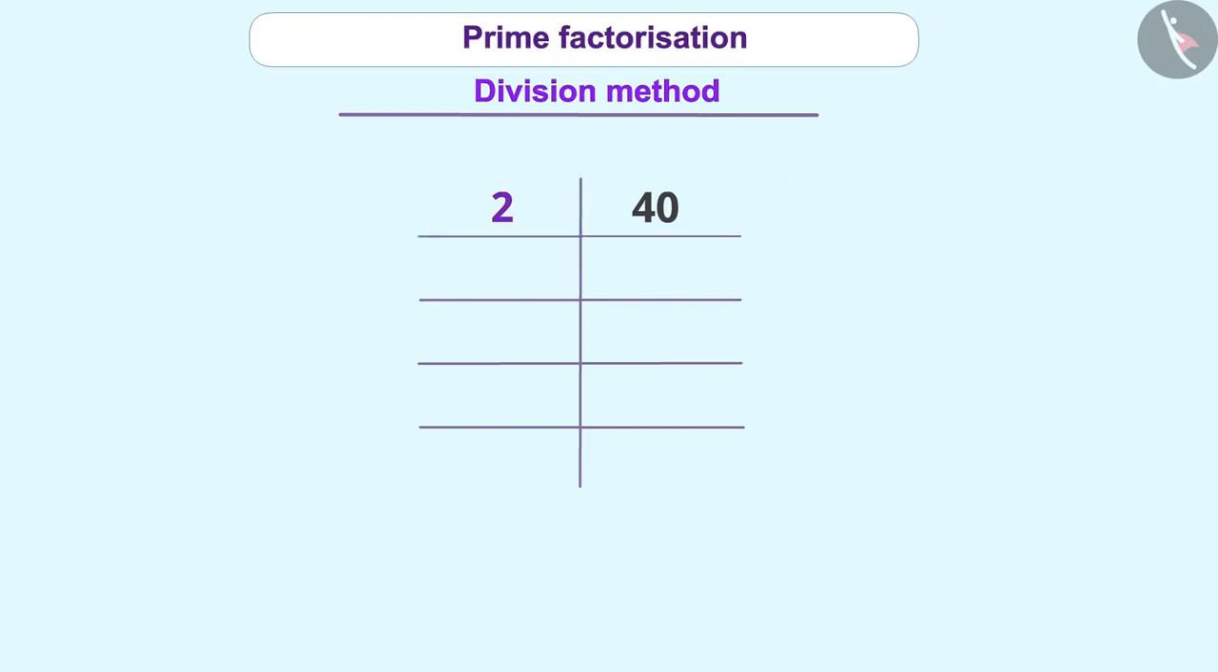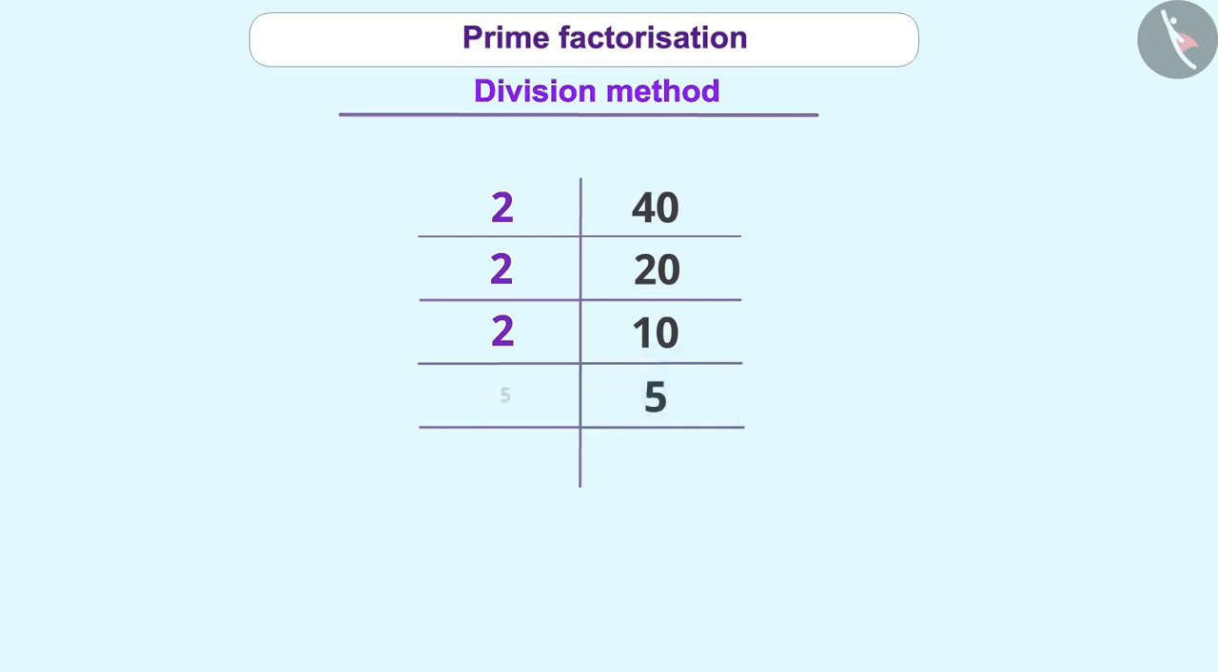On dividing 40 by 2, the result will be 20. We will write it under 40 in the second row. Again, we will find the smallest prime number which completely divides 20. Since 2 completely divides 20, we will write number 2 in the first column of the second row. 10 is the quotient of 20 by 2. So, we will write it in the second column of third row. In the same manner, we will divide 10 by 2 and write 5 in the second column of next row.